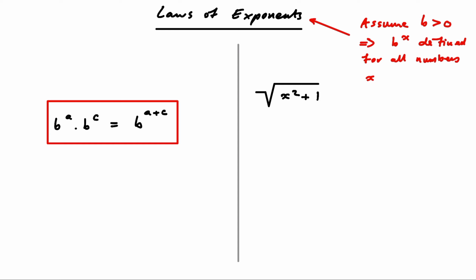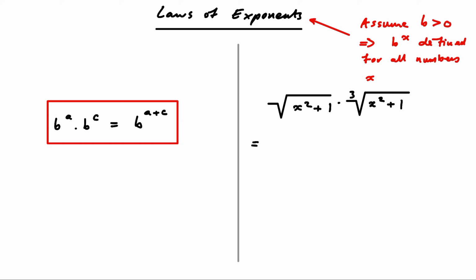But let's imagine that I was multiplying this, for example, by, instead of the square root, the cube root. So same basic thing, but let's imagine a cube root here. Now is this of the correct format? Well, it looks kind of different, but remember what these radical symbols mean. They're basically fractional powers. So this is equal to x squared plus 1 to the power of a half multiplied by x squared plus 1 to the power of a third. That's the definition of these. It's the meaning of the radical symbol.